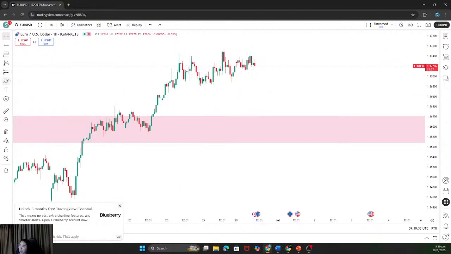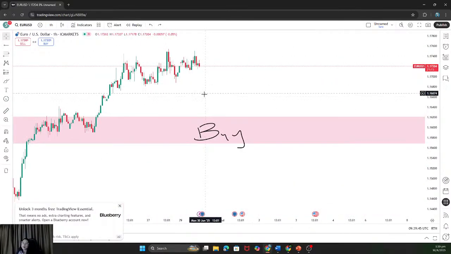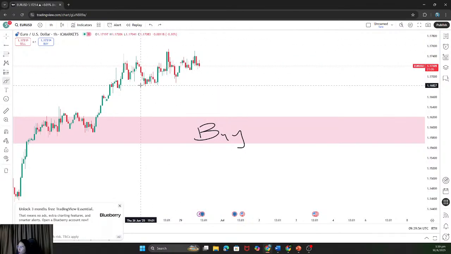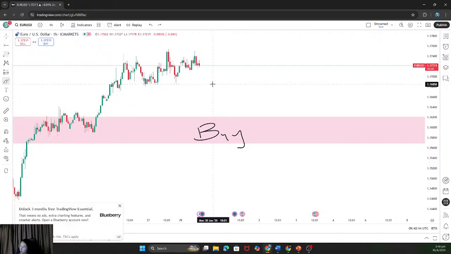I am still biased for the buy. I really love this for a buy. I just don't know if price can pull back, because it also depends on momentum. If the buying momentum is so strong, right, there's a chance that price will not pull back and will just go up from here. Okay, so let me see. Yeah, that's the only place that I want to see price pull back to.